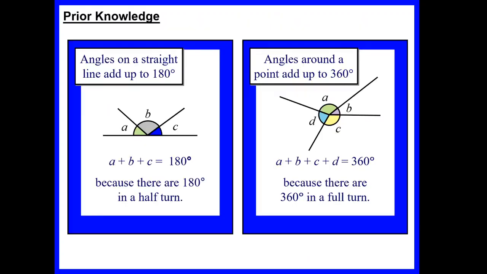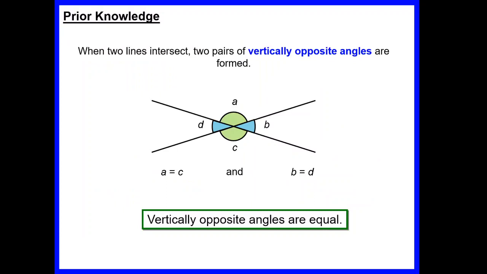Before we start, let's just check our prior knowledge. So we should know that angles on a straight line add up to 180 degrees because there are 180 degrees in half a turn. Should also know that angles around a point add up to 360 degrees because there are 360 degrees in a full turn, and we should know that vertically opposite angles are equal.